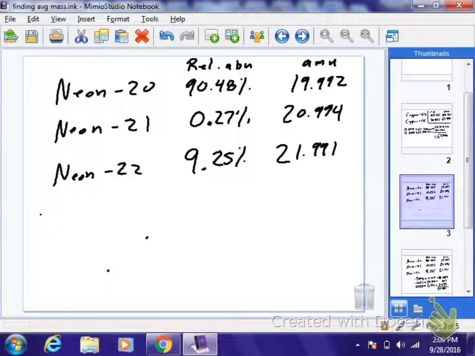These are nines. These are all nines. It's hard for me to write with that every once in a while. So this is 19.992, 20.994, and 21.991. So go ahead and count. You'll have to do one of these on the test. So what we're doing is finding atomic mass for that element.